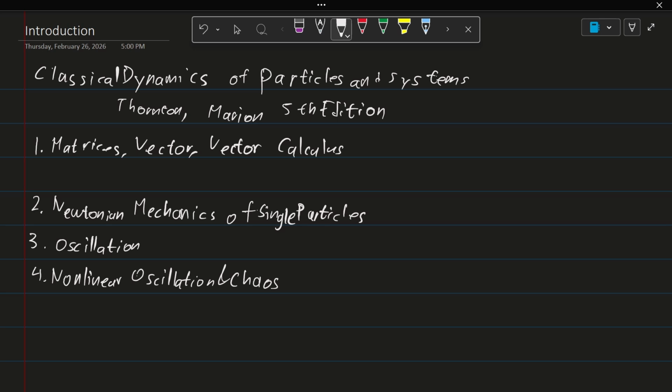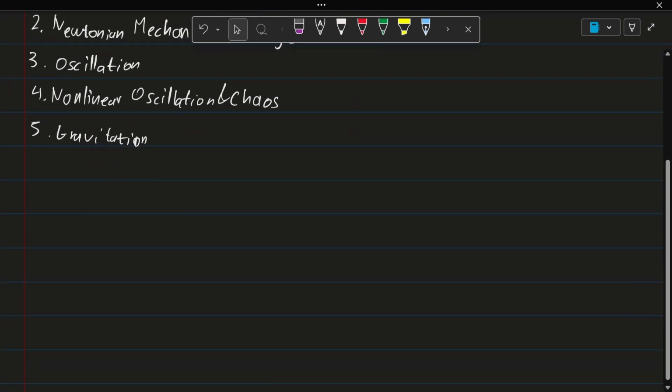After that, we'll be discussing gravity, so gravitation. Everything that we'll be discussing from chapter 2 to chapter 5 is something of which we have already gotten a very small glimpse in General Physics 1. But after that, we'll be using some much more advanced mathematics.